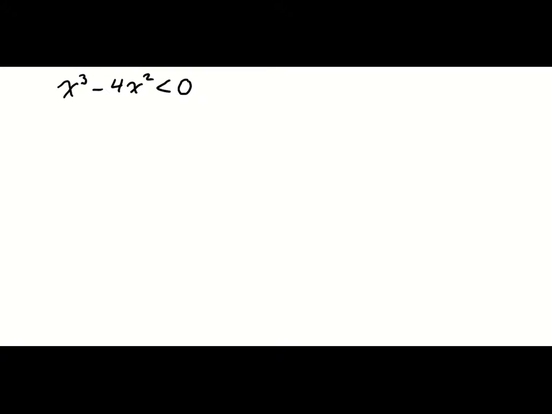We're going to solve the polynomial inequality x cubed minus 4x squared is less than 0. To do that, we need to first find the critical values, which is where we replace the inequality with an equal sign. So x cubed minus 4x squared equals 0. Solving that, we need to factor the polynomial.